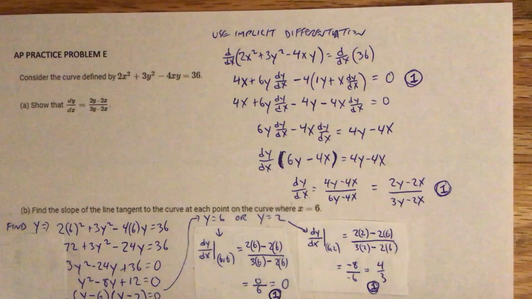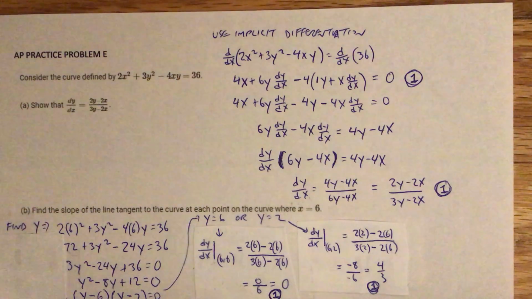All right, in this video, we'll look at the answers and point values for AP Practice Problem E. AP Practice Problem E has a lot of implicit differentiation in it. And if you recall, implicit differentiation is used when you can't get one variable alone or you don't want to. You can basically take derivatives of multiple variables so long as you use the chain rule. You basically pop out a dy dx or something like that.